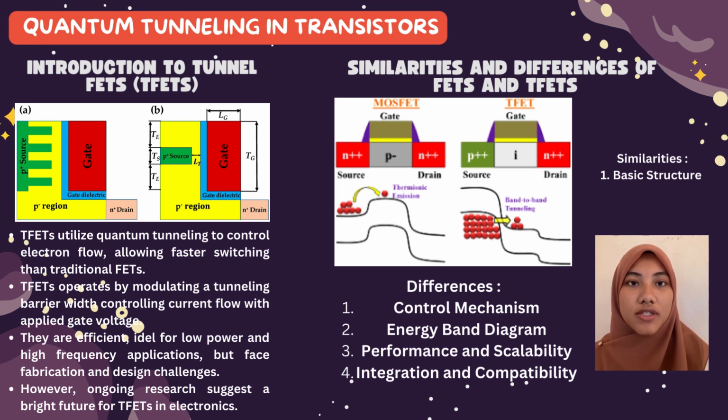Firstly, the control mechanism. The control mechanism accounts for the majority of the differences. MOSFETs modify a potential barrier using a gate voltage, enabling carriers to pass over it. Conversely, using quantum tunneling, TFETs maintain a high barrier and regulate current by varying the likelihood that electrons will tunnel through it. Secondly, energy band diagram.